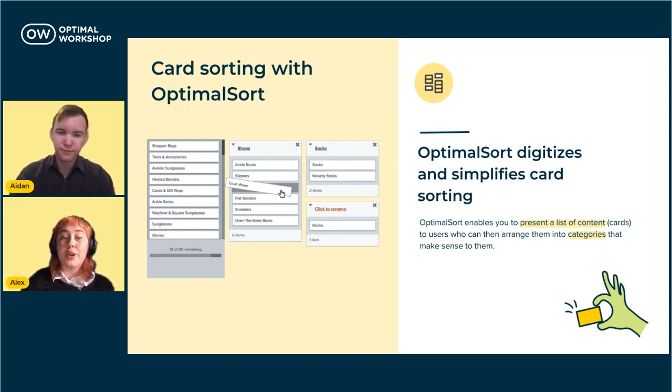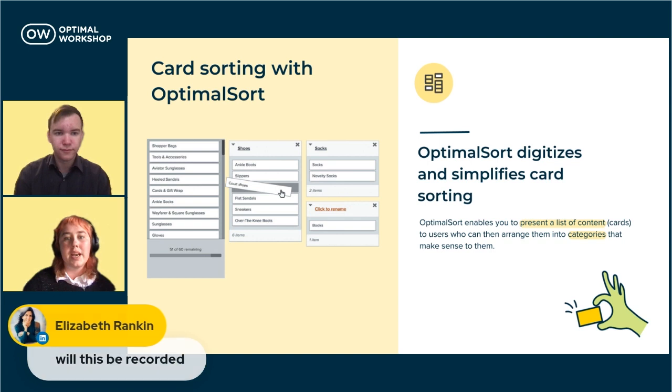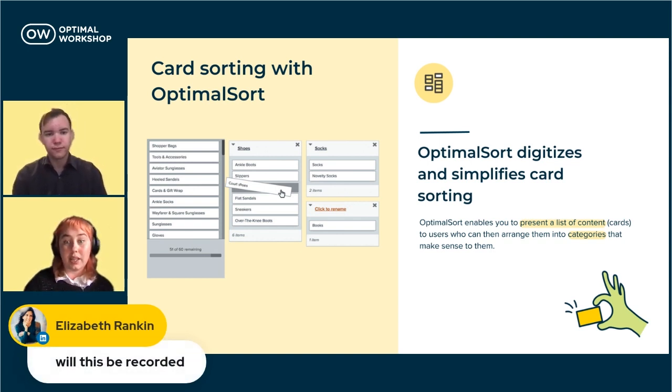The whole point of OptimalSort is that it digitizes and simplifies card sorting. Card sorting itself, as a methodology, helps you understand how an audience intuitively categorizes different pieces of content. This might be because you are rejigging your information architecture, you're looking at a site structure, and you want to understand how people categorize your labels. Or it could be anything as far-fetched as understanding how you might want to reshelve a supermarket shelf. The way it works is that you have a list of content, and those are all cards, and then they can be arranged into categories that make sense to each participant.